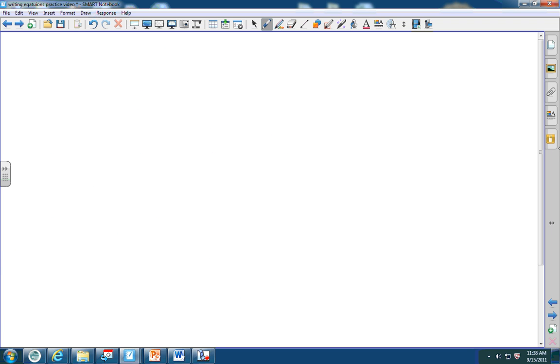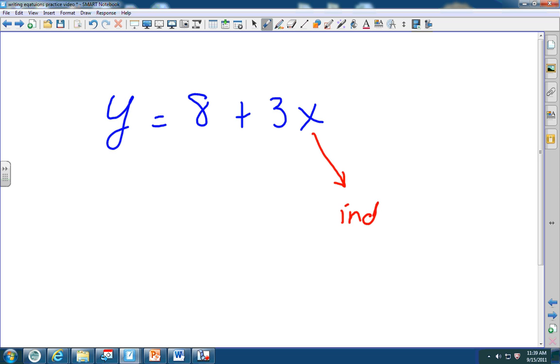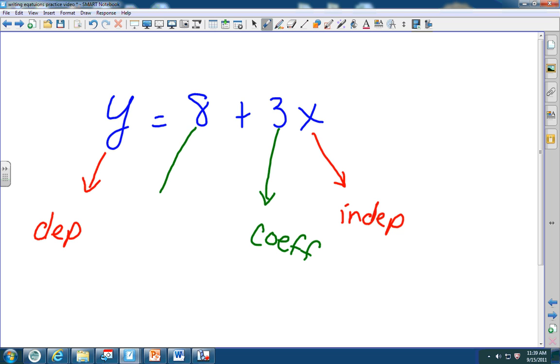So let's recap real quick. Y equals, maybe I have it this way. I want you to figure out which is the independent variable, the dependent, the coefficient, and the constant. Pause the video, come back and see how you did. First off, I know X is my independent variable, Y is my dependent. The number with the variable is my coefficient. The number that is by itself is the constant.